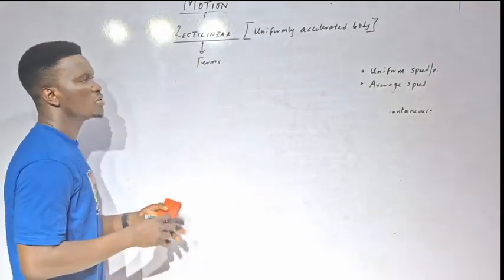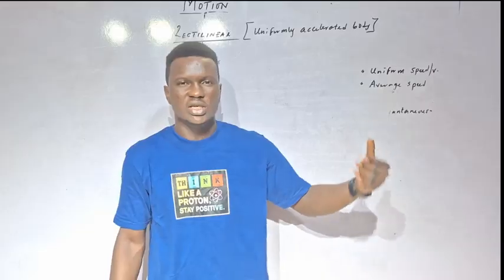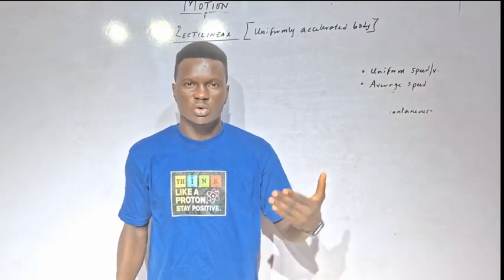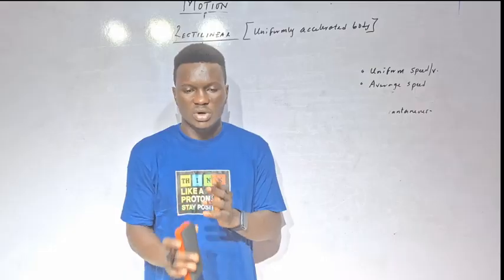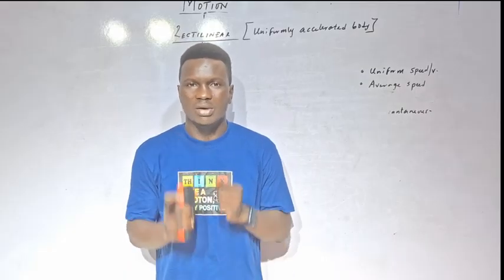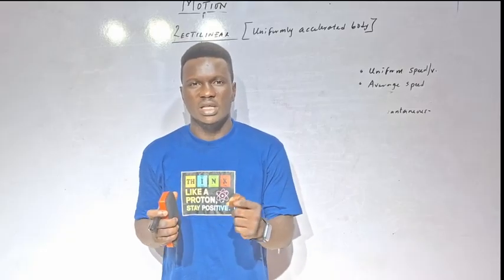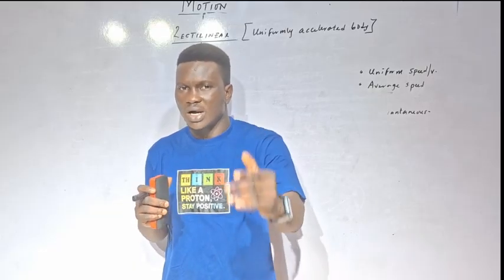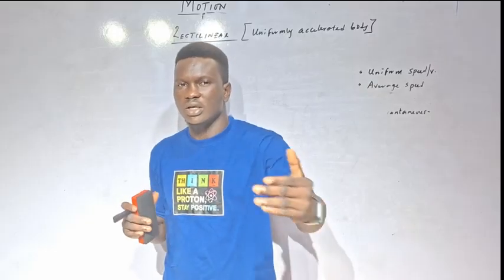The word uniform, anytime something is uniform, it means it's not changing. That's what the word uniform means. It's not changing. It's in equilibrium. It's balanced. So if a body is moving at 60 kilometers per hour, let's say you are moving in a car at 60 kilometers per hour, that means in 1 hour, you would have covered 60 kilometers. That's the distance you would cover in 1 hour.